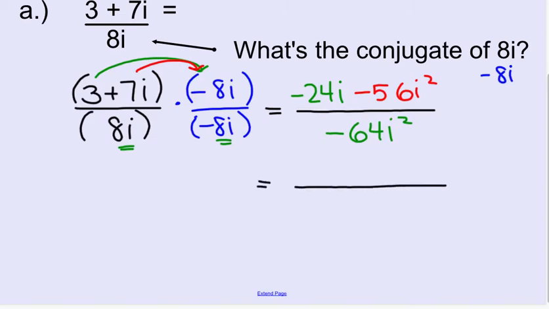In the numerator, I'm going to leave that negative 24i alone. You remember what happens to i squareds? They are replaced with negative 1. If you want to think about it as just changing that negative 56 to a positive 56, you might be there now. And then in the denominator, this negative 64i squared again has an i squared, so just change that to a positive 64.